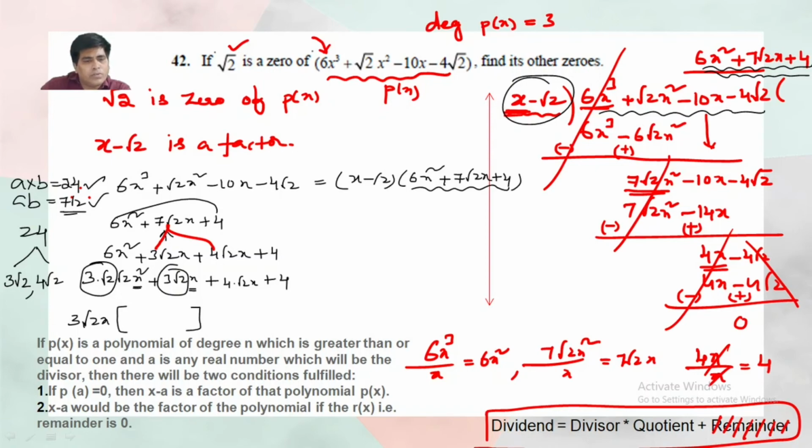Root 2 x is left out in the first term. In the last term, 3 root 2 everything is gone, so clearly it is 1. In the last two terms, I can take 4 common. What is left out? Root 2x plus 1. So 4 I have taken common, and what is left out is root 2x plus 1.